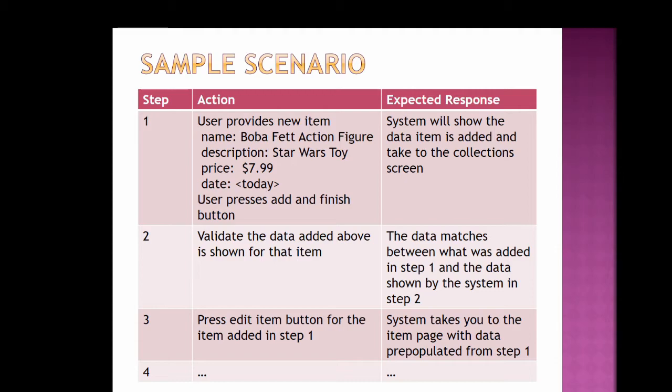Doesn't have to be a specific number there. We know what today is. And particularly on dates, they become tough to work with because, if I put a hard-coded date in, it might screw up the system. And then the user presses the add and finish button. And then I have very clearly right there for that step, what's my expected response? So I'm not 5 or 6 or 7 steps later on evaluating what should have happened. I should see right now the system shows the data item is added and takes us to the collection screen.